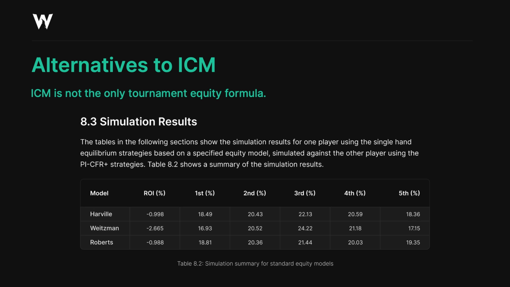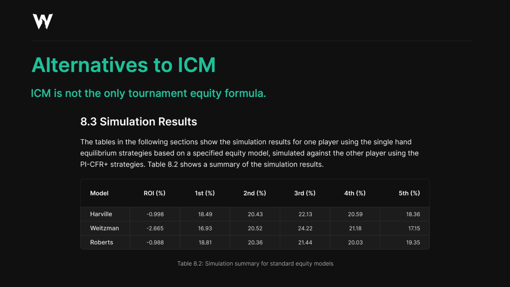So how well did the original ICM calculation, that's Harville, this first row here, do against the perfect strategy? Well, it lost about 1% of its buy-in on average, which is actually pretty good. Next up, we've got Weitzman, which is a decent formula. It's a slight twist on the original ICM idea, but it's losing 2.6, 2.7% of its buy-in. And lastly, we've got Robert's formula, which is performing about as good as the original ICM formula.